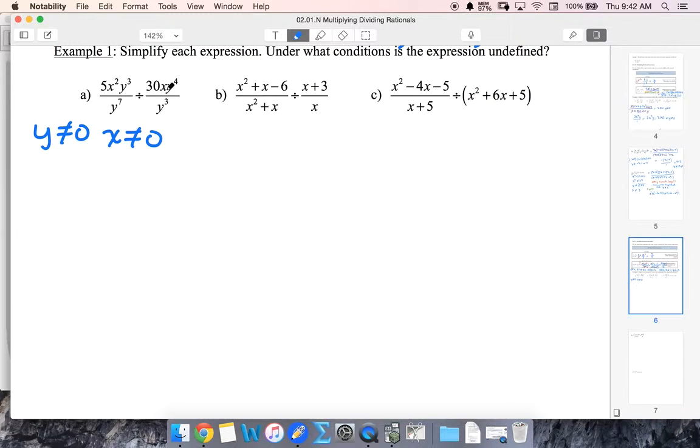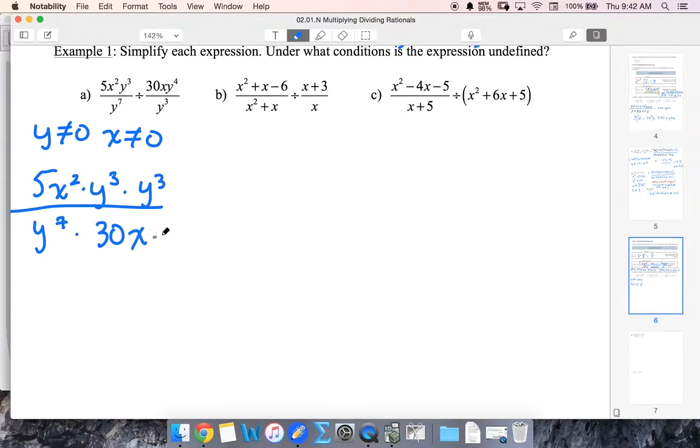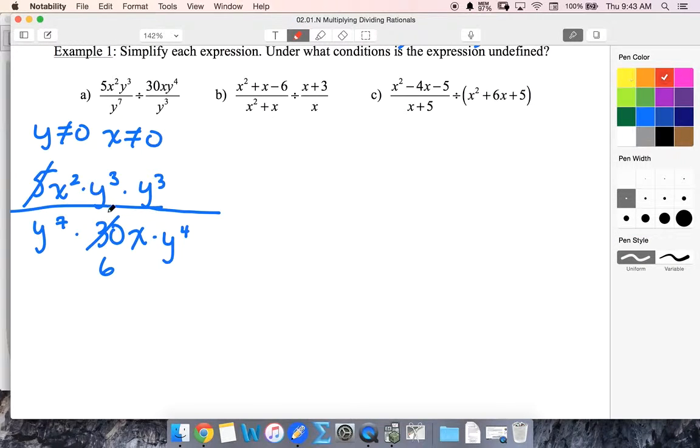So now I can do my inversion and simplify. So I've got 5x squared times y cubed times y cubed from flipping this over, y to the 7th times 30 x y to the 4th. So up top, 5 goes into 30 6 times. X squared and x are going to cancel. That's going to leave me just an x on top.